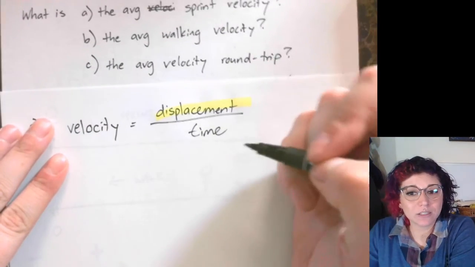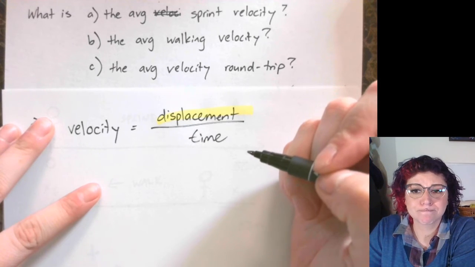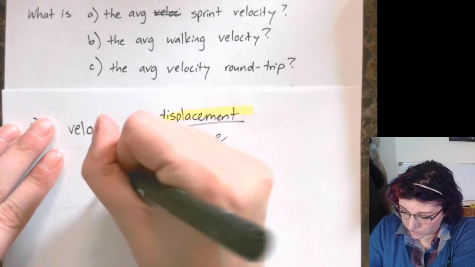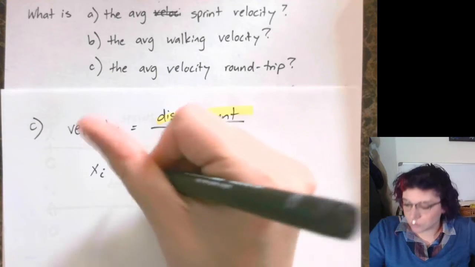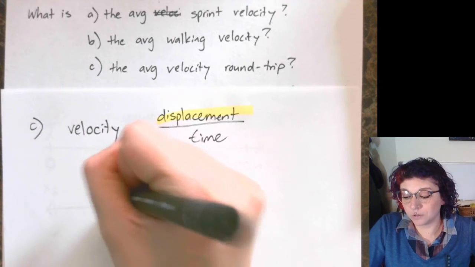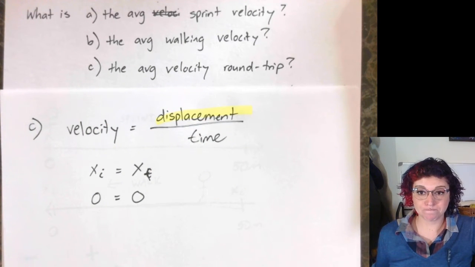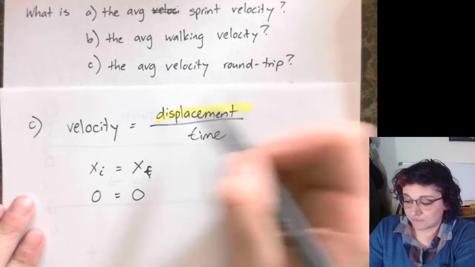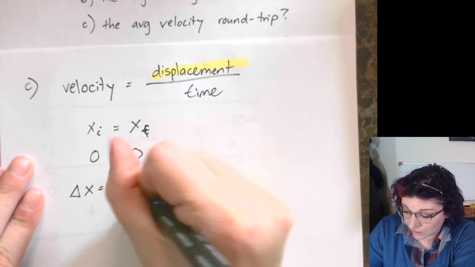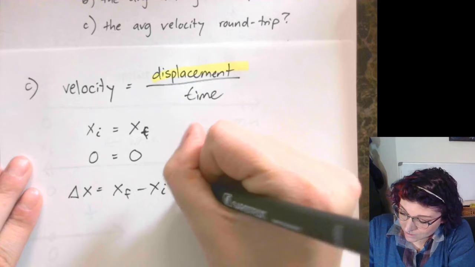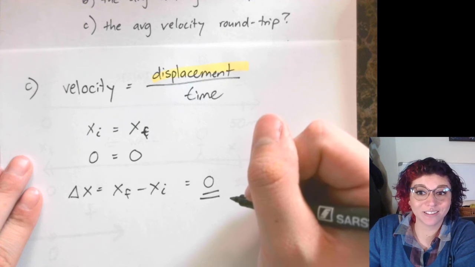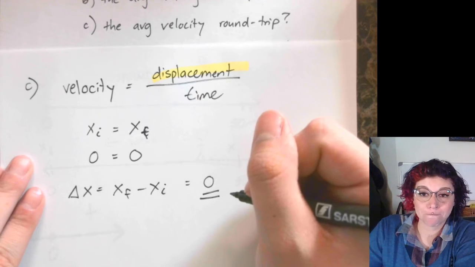What is your displacement if you go round trip? Your initial position and your final position are the same. So if you start out at point 0, you end up at point 0. So for this, our delta x displacement is final minus initial. So that's just 0. We ended up where we started. Total displacement, 0.